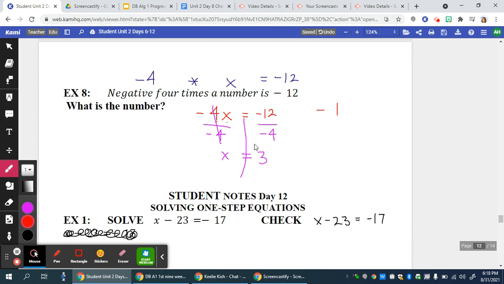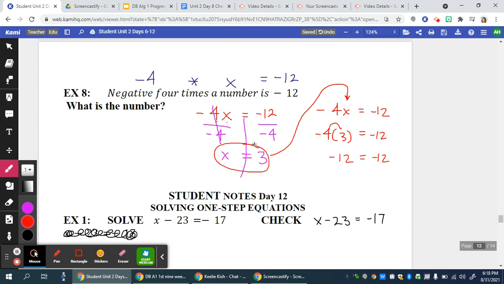And now we check. So we put 3 in for x. So we should have negative 4 times 3 equals negative 12. Distribute our negative 4. Negative 4 times 3 is, in fact, negative 12. Woohoo! X equals 3. And that was day 11.